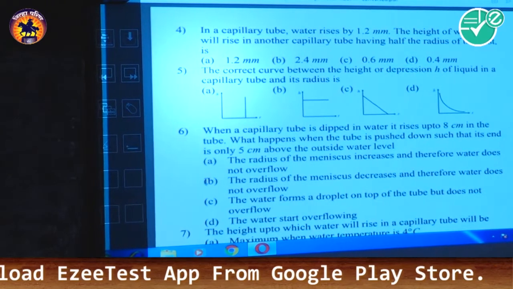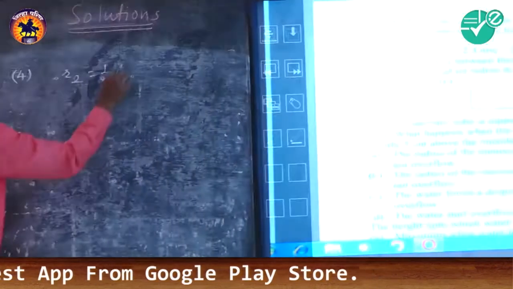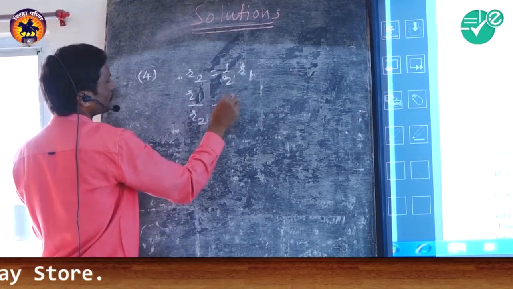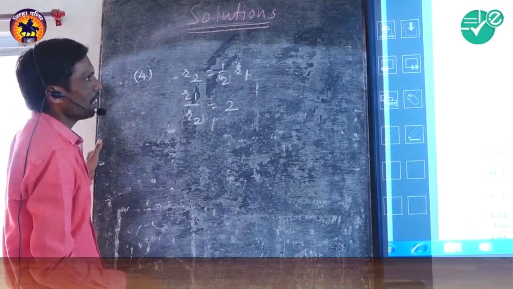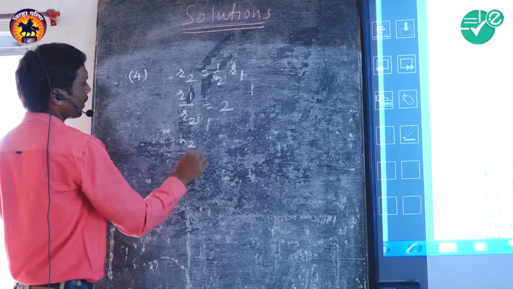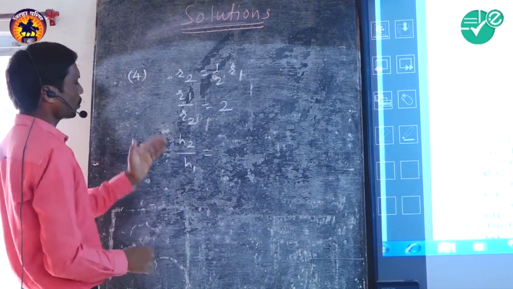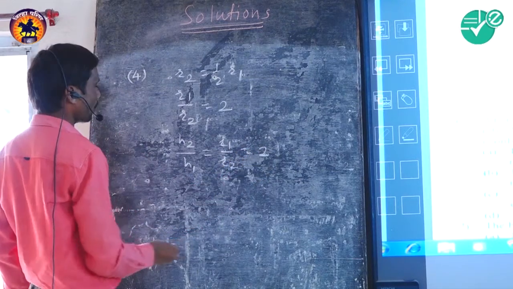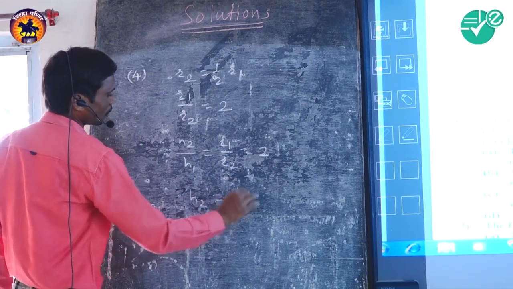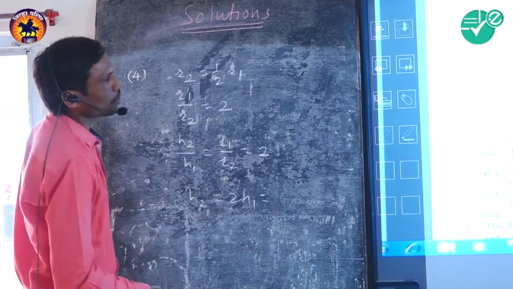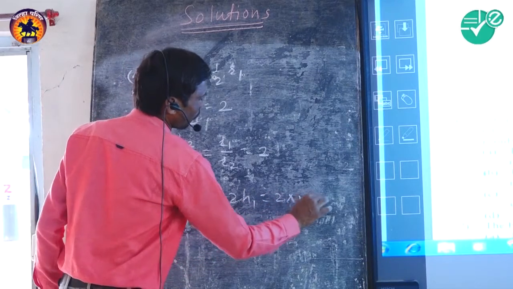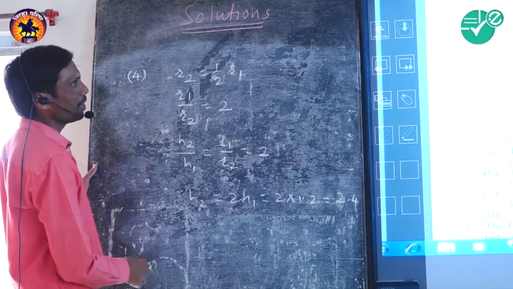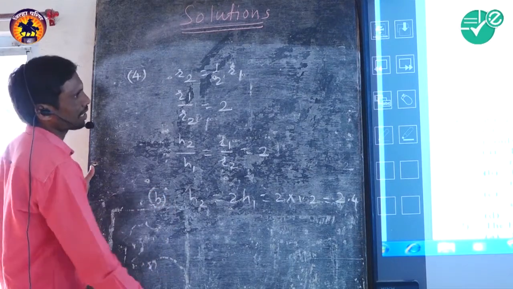Here the radius of the other capillary tube is given, that is half the radius of the first. It means R1 by R2 is equal to 2, and we are to determine the rise of liquid in the second capillary. So H2 divided by H1 is equal to R1 divided by R2, and that is equal to 2. It means H2 is equal to twice H1, that is twice 1.2, and that is equal to 2.4 millimeter. It means option B is correct.